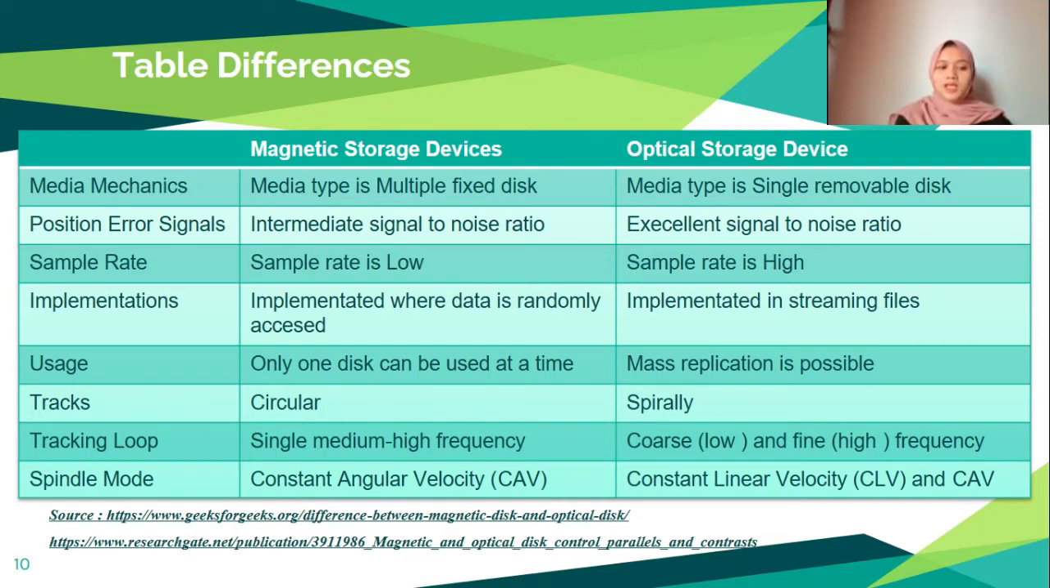And the 7 is tracking loop. Magnetic storage is single medium until high frequency. Optical storage is coarse, low and fine or high frequency. And the last is spindle mode. For magnetic storage, constant angular velocity or CAV, and optical storage is constant linear velocity or CLV and CAV. And the next topic will be explained by Rosis Hidayah Putra. Rosis, the time is yours.